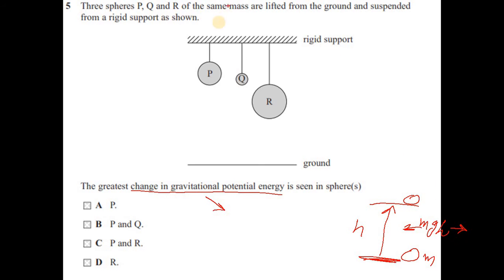In this case, all three spheres have the same masses, but you can see that heights are different. R is covering less height, but P and Q have the same height. So the change in potential energy in P and Q will be the same. So your option is B.